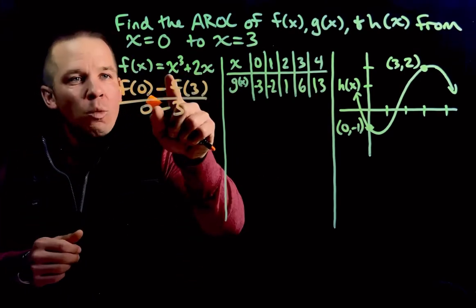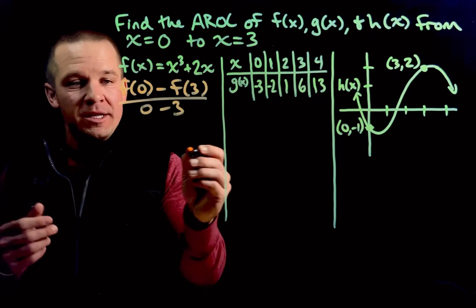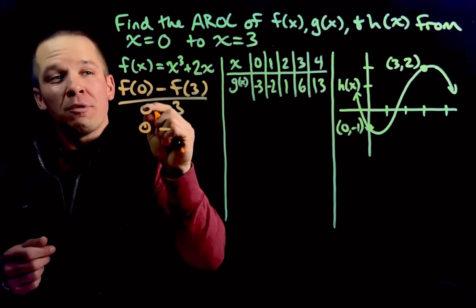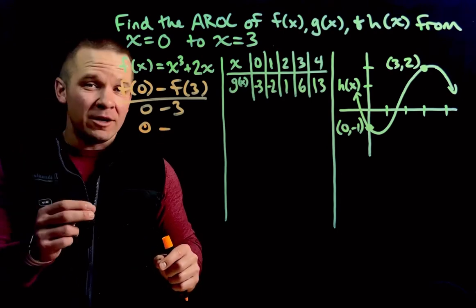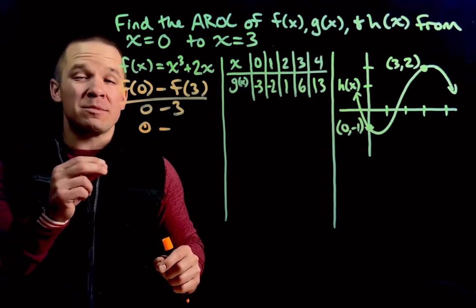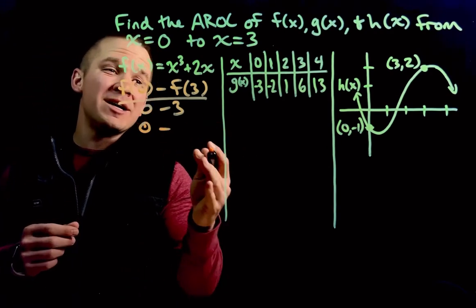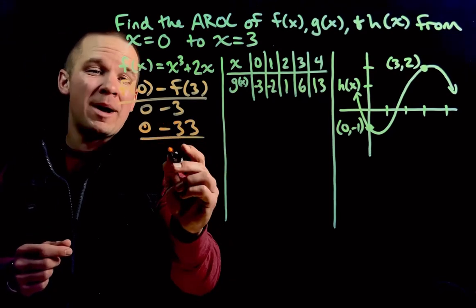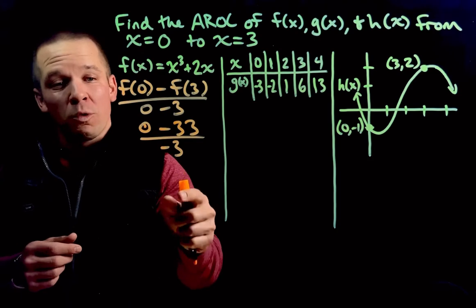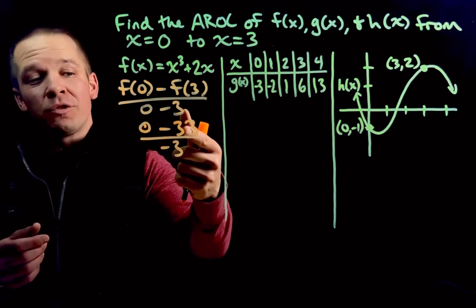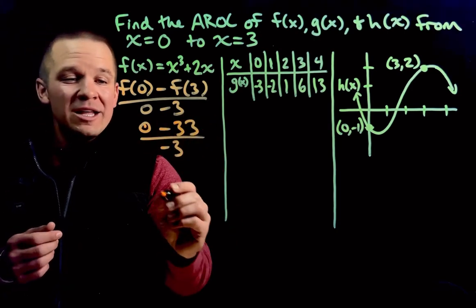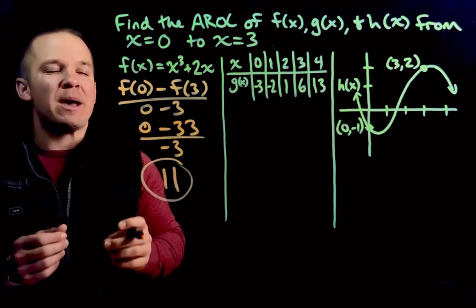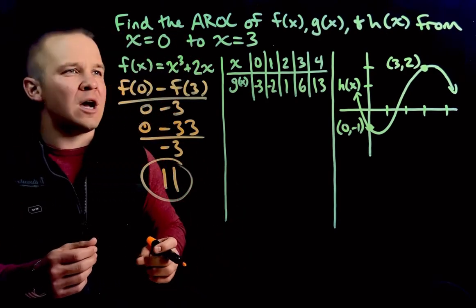All right, so what is f of 0? Well, pretty easy there. It's just 0 minus, and then what's f of 3? Well, 3 cubed is 27 plus 2 times 3, which is 6. So 27 plus 6 is going to give me 33 divided by 0 minus 3, which is negative 3. So really I have, easy to see here, negative 33 over negative 3. That gives me 11 for my AROC, my average rate of change. We're cruising.